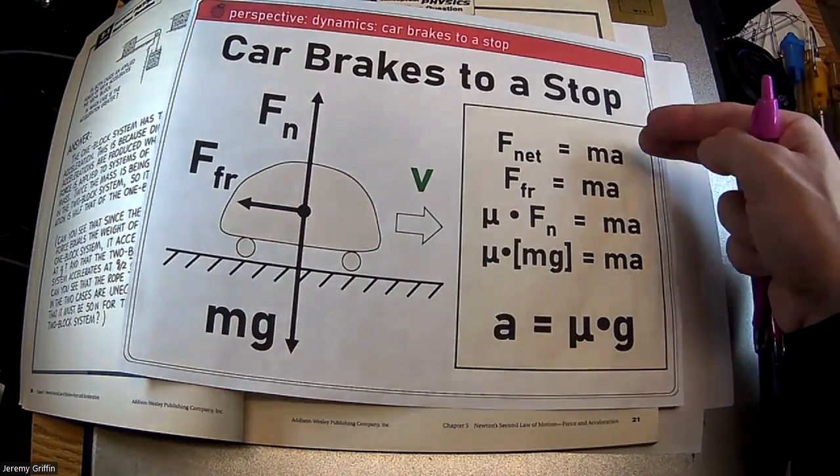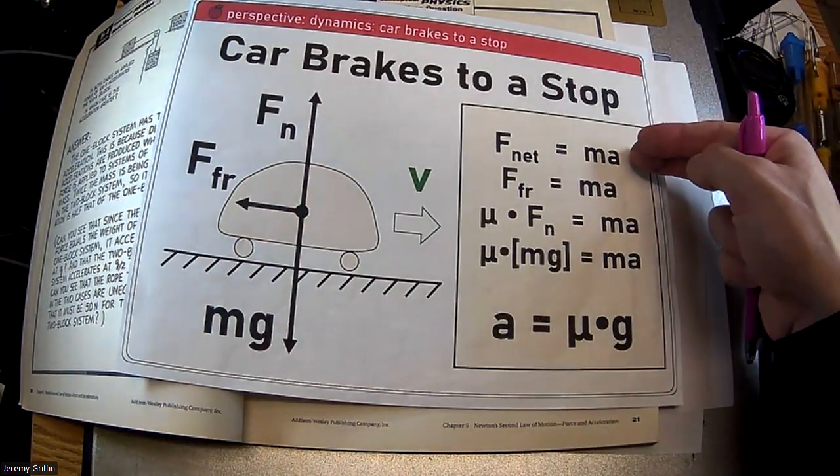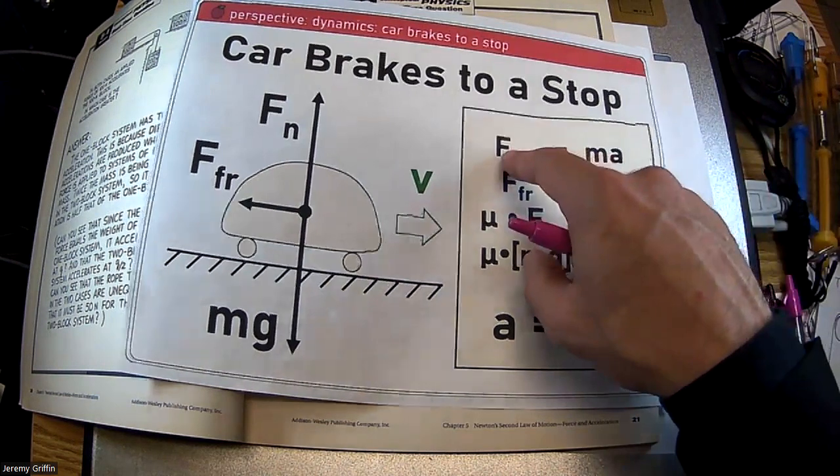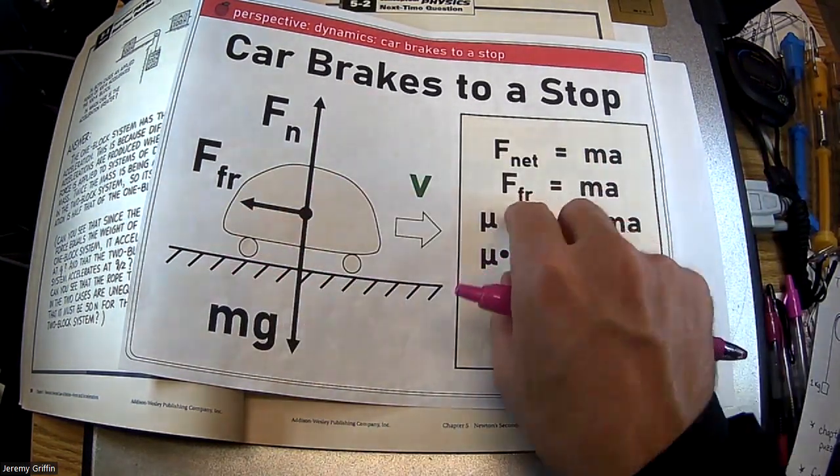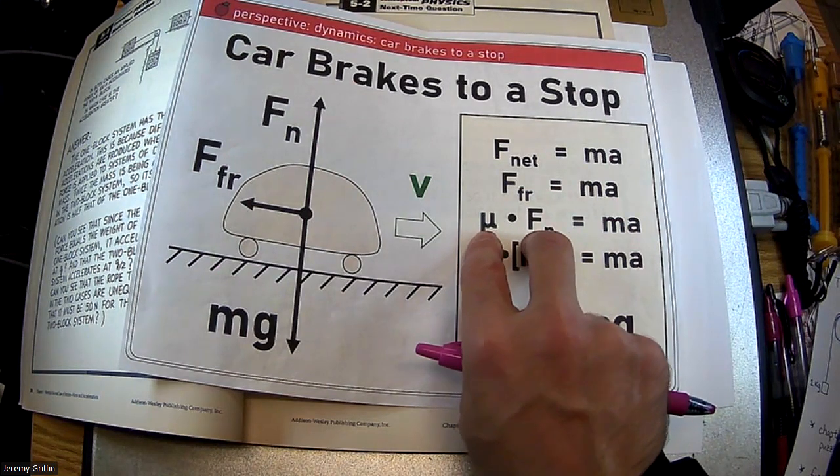Let's see this proof here. So here's Newton's second law of motion. And the net force would be the friction force because everything vertical cancels, so the friction force is the net force. Friction force is coefficient of friction times normal force.